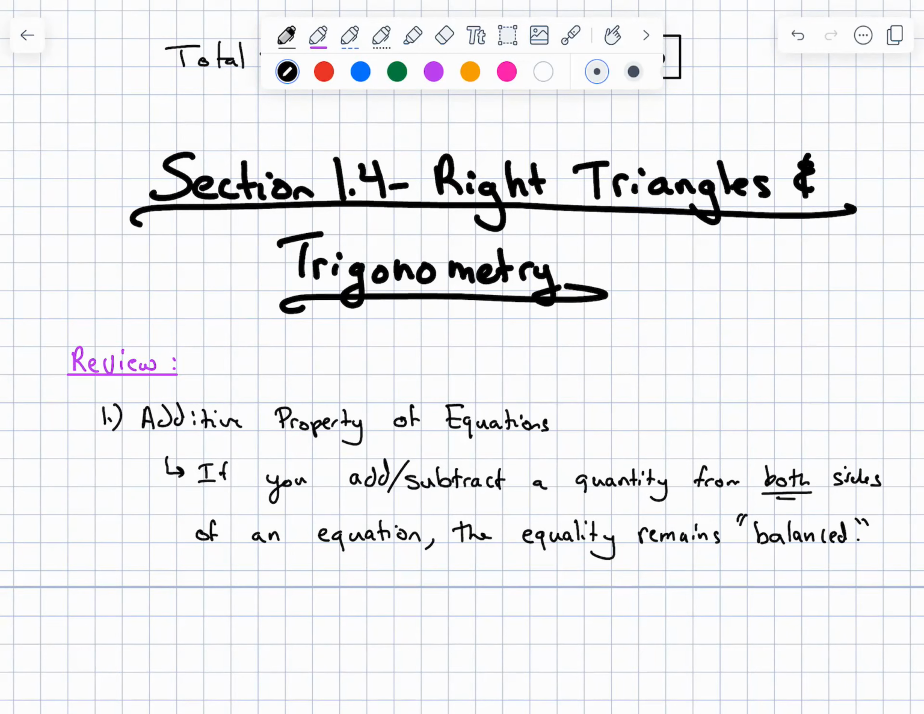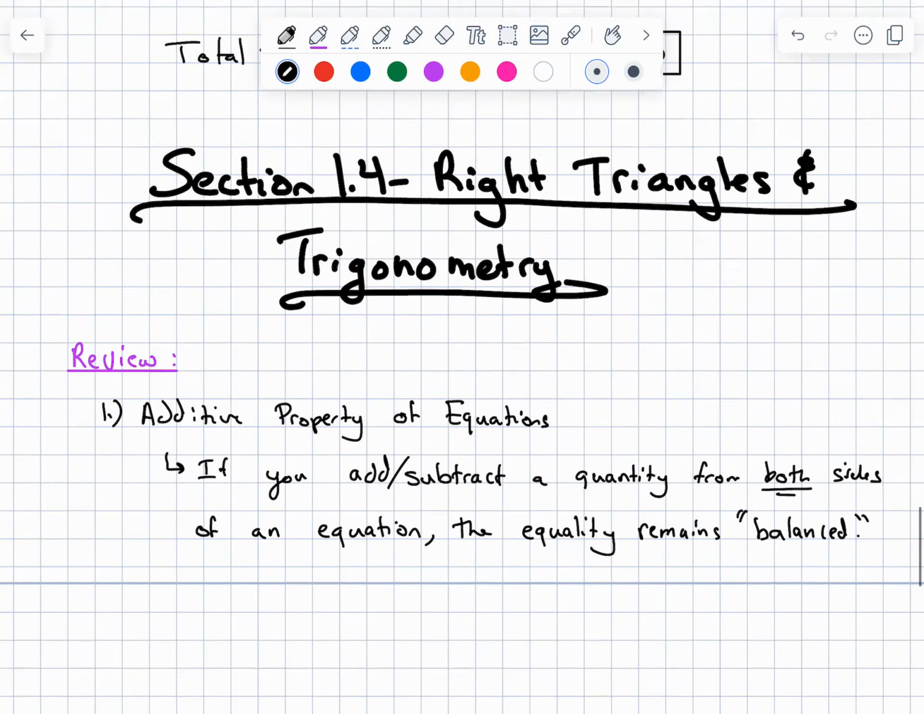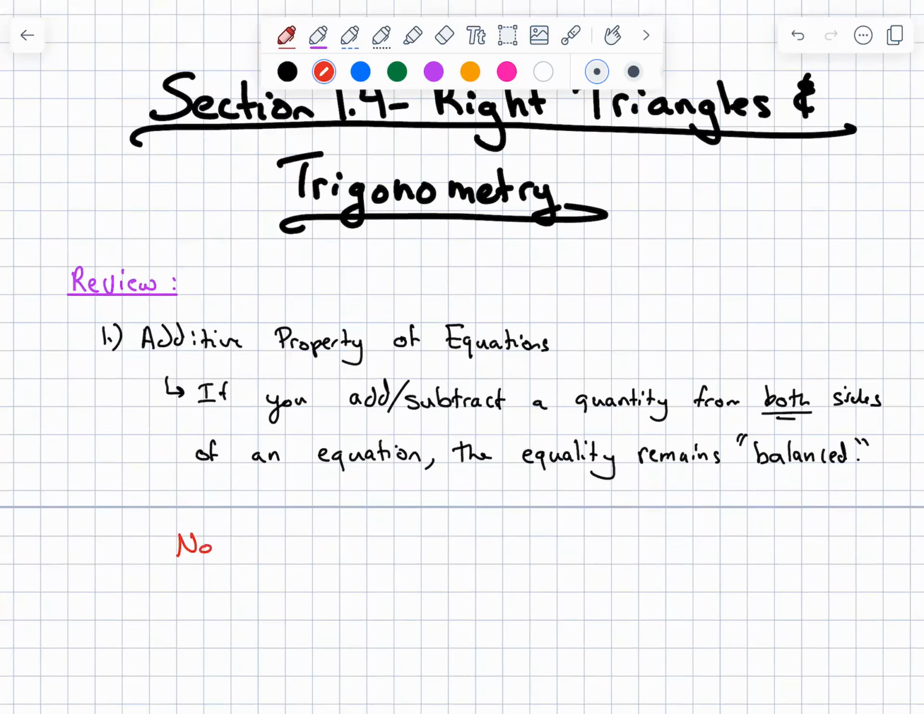Same thing is true for multiplication and subtraction, or multiplication and division by numbers. So note, the same is true for multiplication/division by numbers. If you multiply both sides of an equation by the same number, it stays balanced. If you divide both sides by the same number, it stays balanced.